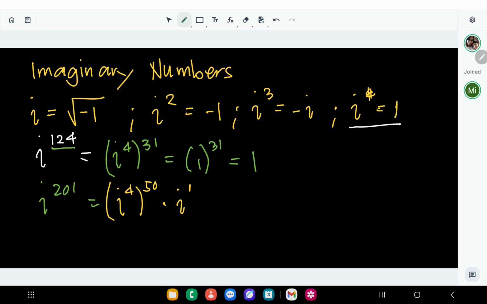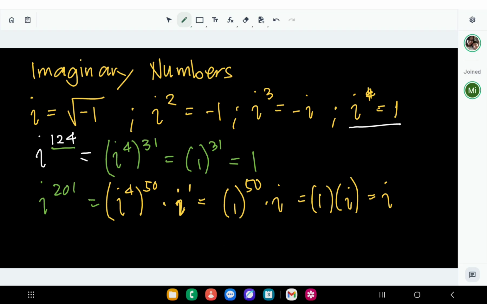Because 4 times 50 is 200, but it's 201. So that means you will write the other exponent with another i raised to the power of 1. So this would become, okay, i to the 4th is 1, right? 1 to the 50 times i, so this is just 1 times i, which is equal to i. Therefore, i to the 201 is just equal to i.